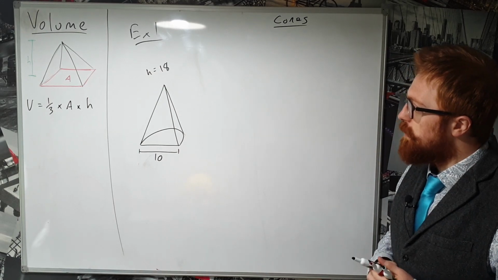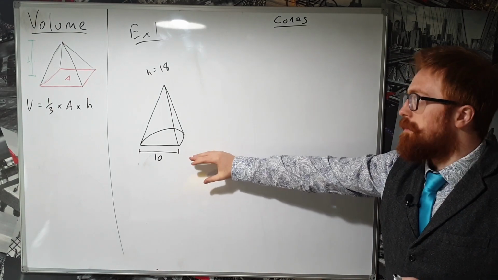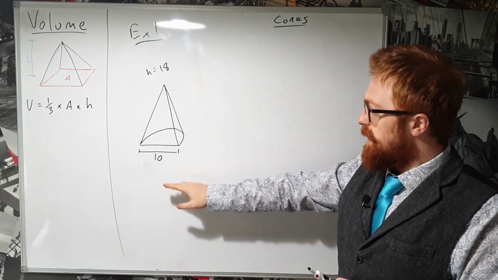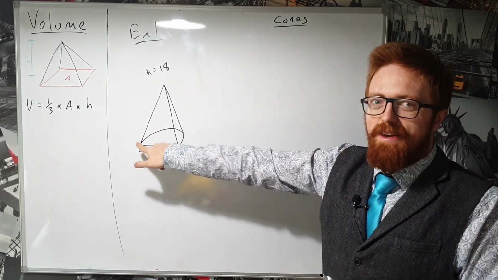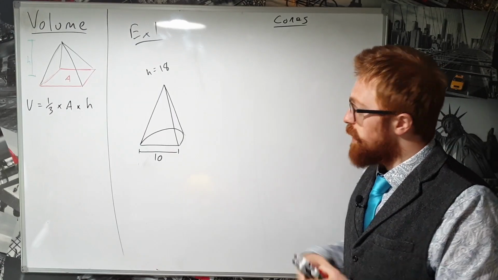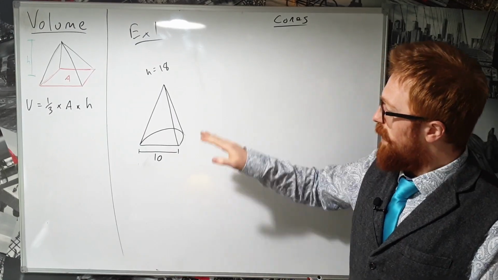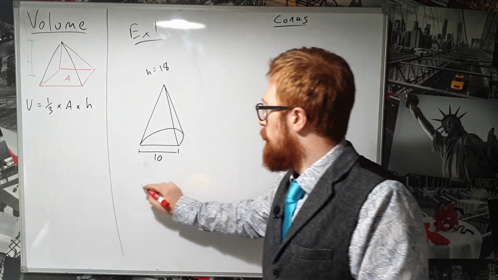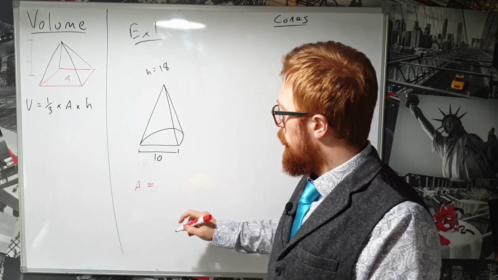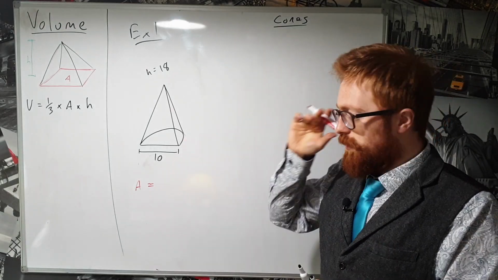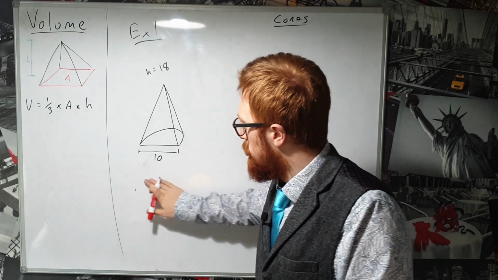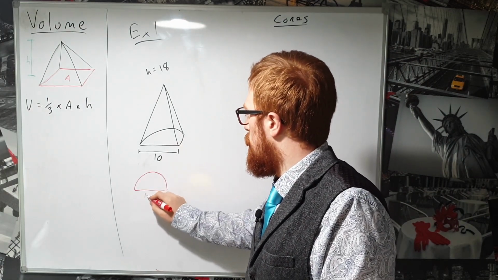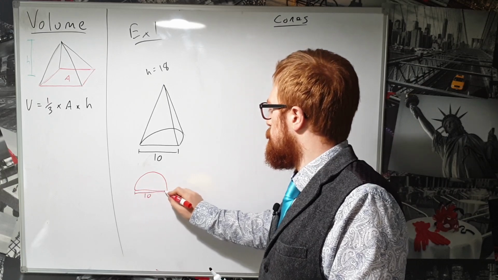So in this example, we've got a semicircular cone. So it's half a cone, and we're told that the height is 18, and we're told that this length here is 10. So exactly the same method as before. We'll find the area of the base first, and then substitute it into our formula over here. So remember the area. Now, we've got a semicircle. So what we'll do is, let's draw this out actually. So we've got a semicircle, which is 10 across.